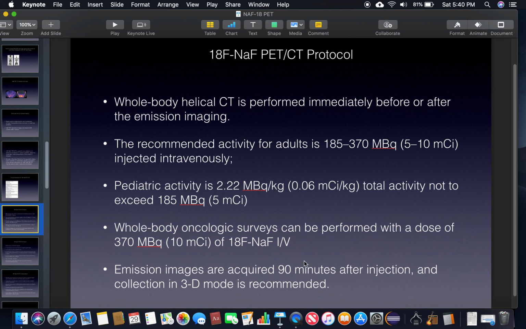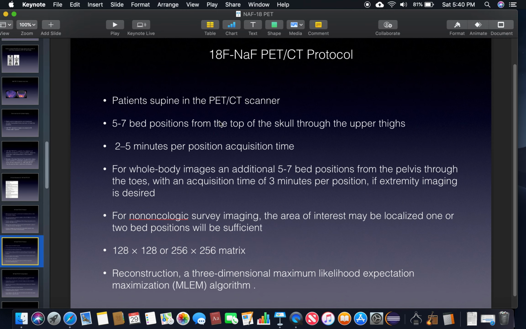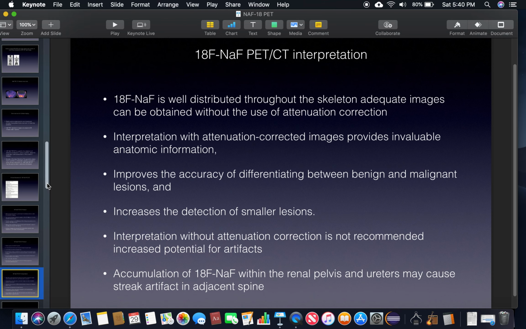You can do emission imaging after 90 minutes, and we use 3D mode. Patients are supine, 5 to 7 bed positions, 2 to 5 minutes per bed position. Certainly, if you are doing a whole body, you can add another 5 to 7 bed positions to include up to the toe. Briefly, 128 or 2 by 256 by 256 matrix. Some technical details that I'm not going to go into.